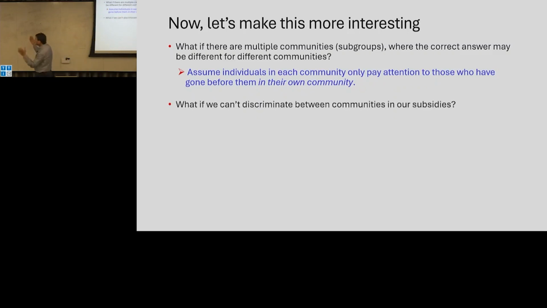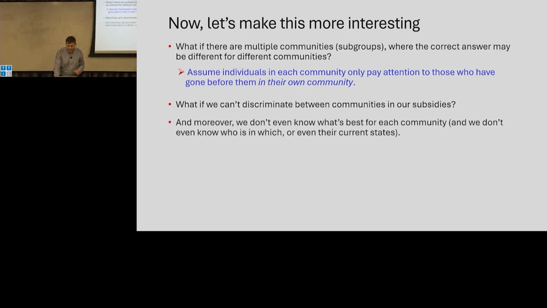Imagine that we, as some sort of overall agency, first of all, two things. Imagine that we are not allowed to discriminate. We can't give a subsidy to one community and not another. Imagine also that we don't even know what's best for each community. Maybe for some of them A is better, for some of them B is better. In fact, we don't even know who's in what community. These are just subsets that exist and we don't know who's in which one, we don't know their current states, we don't know what's best for each community. Can we do anything?